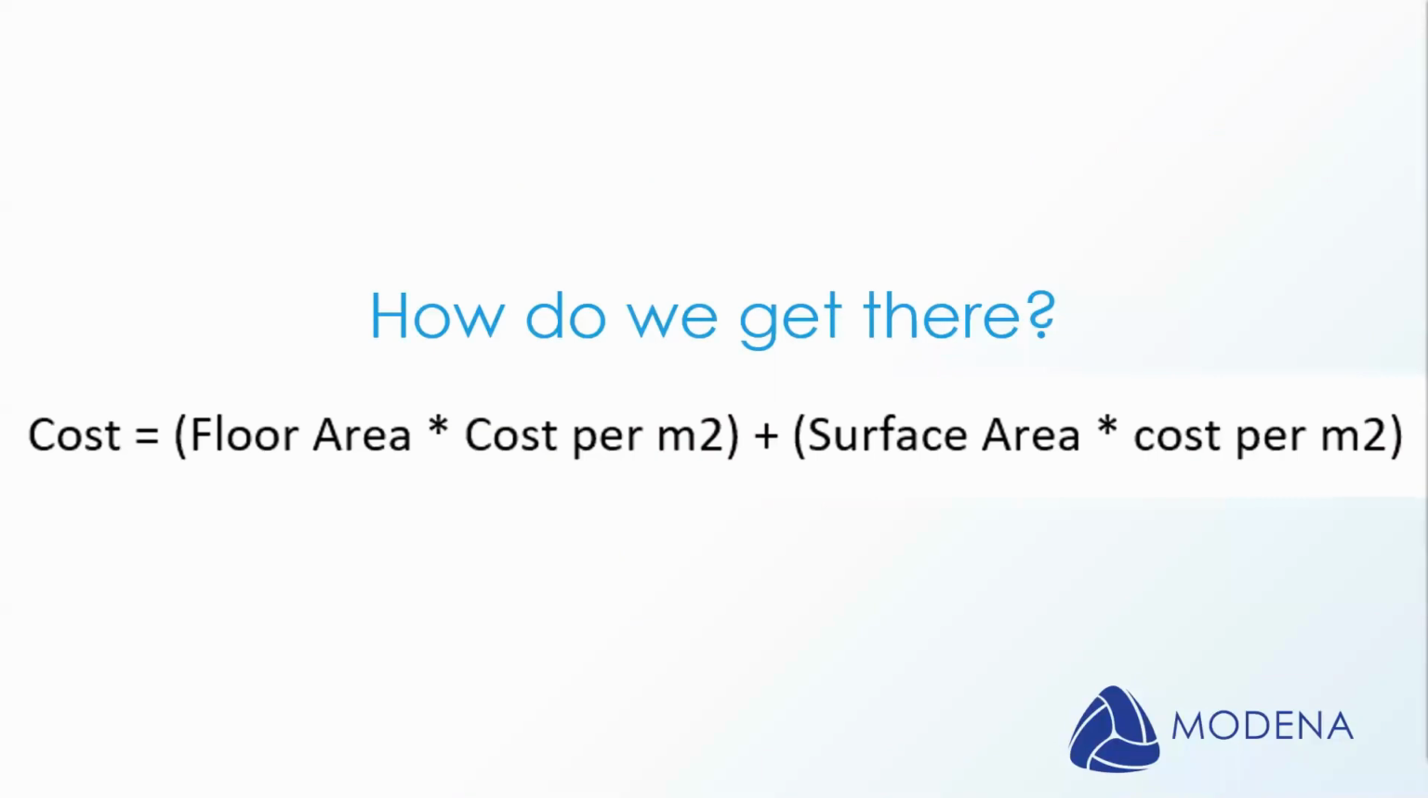And with Dynamo, we need to understand the steps that we want to do. So before we get there, we need to ask ourselves, how are we going to get there? And what's the process of getting there? For cost, we need to think, okay, it's an equation. And how do we get that equation? It's the floor area times the cost per meter square, and you need to add the surface area times the cost per meter square. That will give you that cost. Of course, it's simplified, but we've oversimplified the calculation for this example.